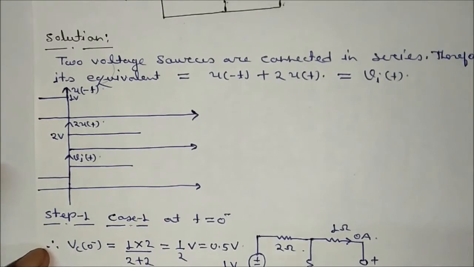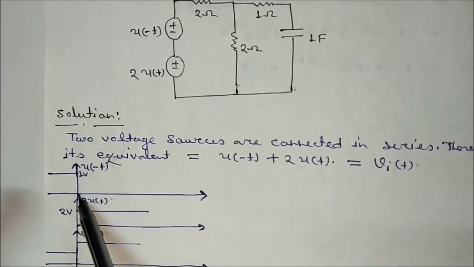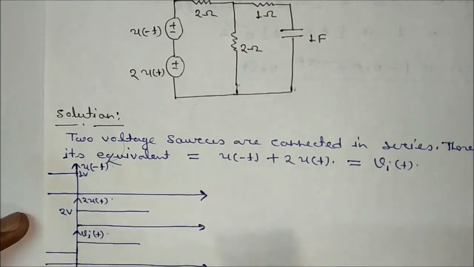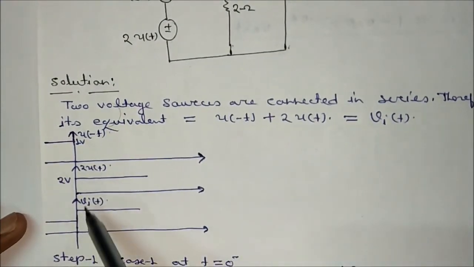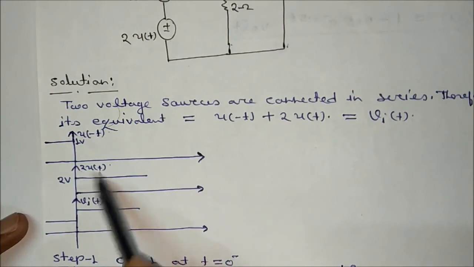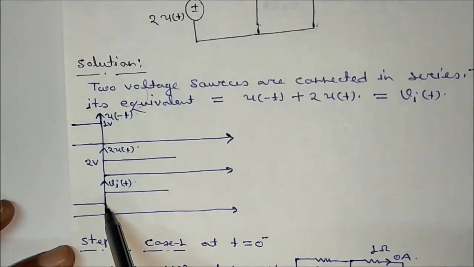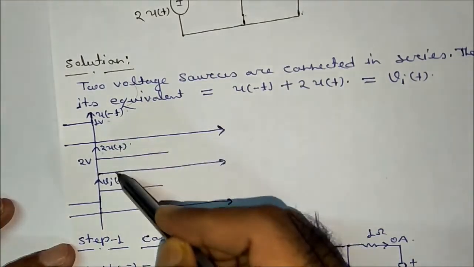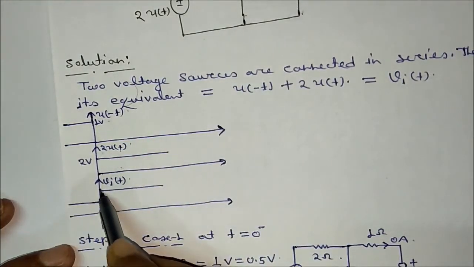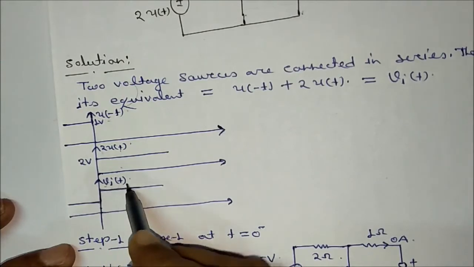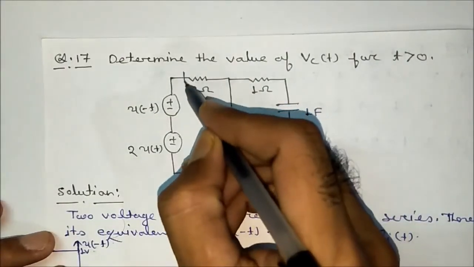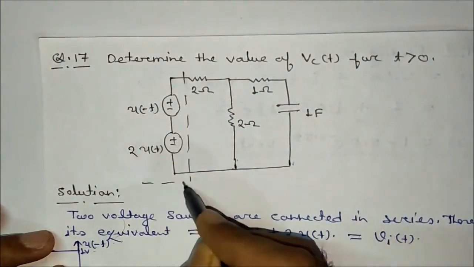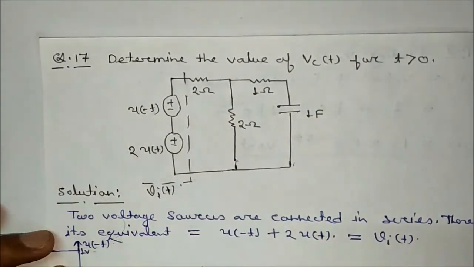If we draw these two signals, this one is u(-t). Similarly, if we draw 2u(t), this signal is 2u(t). Now the combination of these two represents u(-t) + 2u(t). If we add these two signals, we get this amount and this amount. This is the total input voltage applied, this is Vi(t).